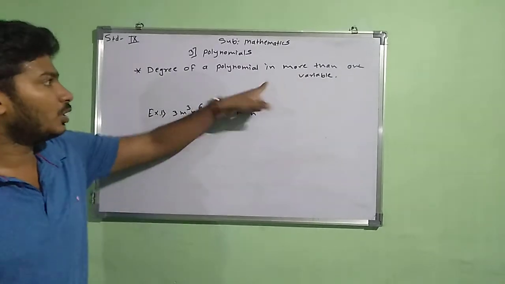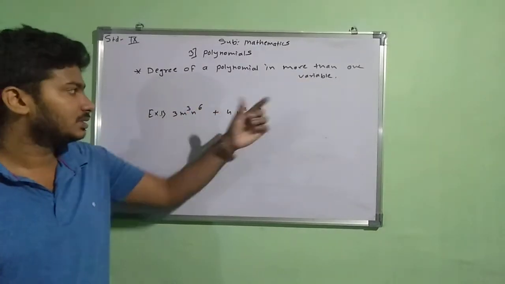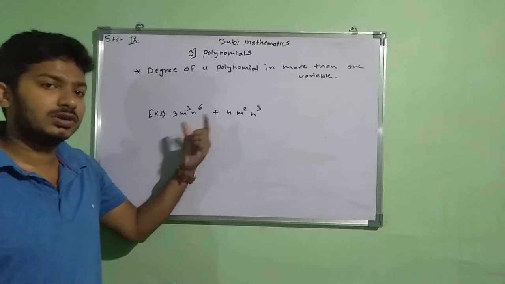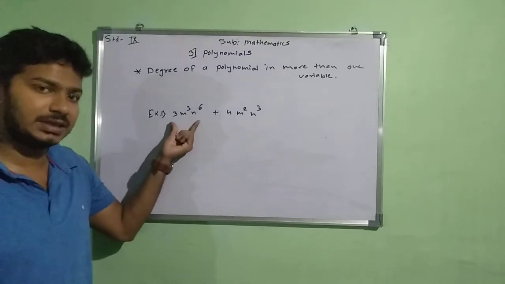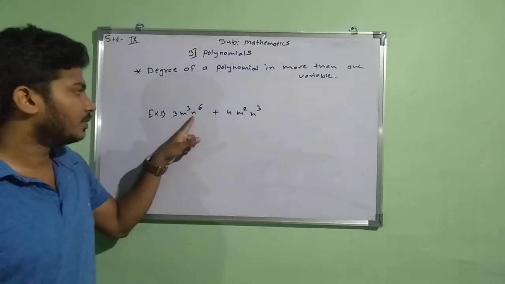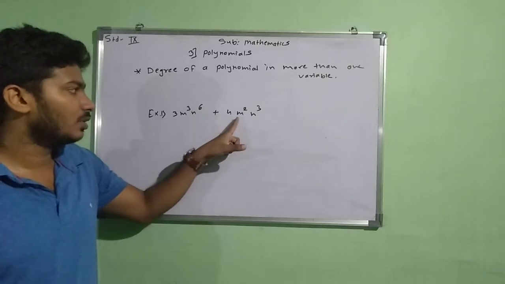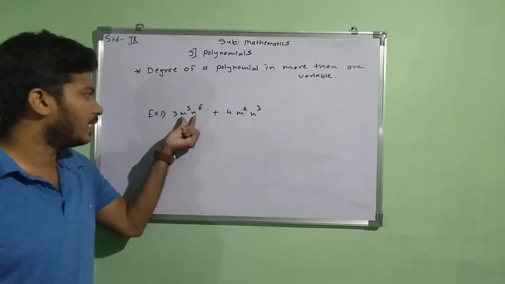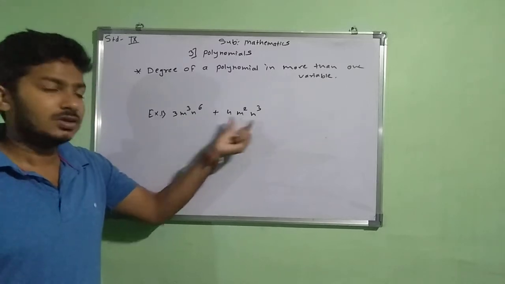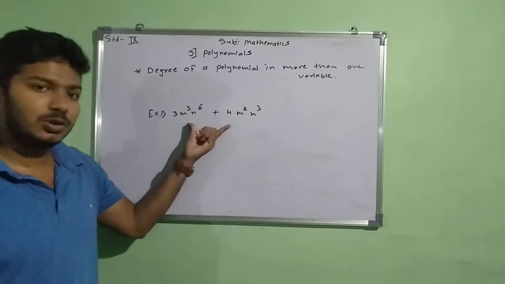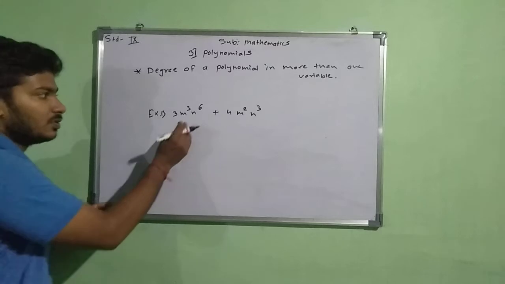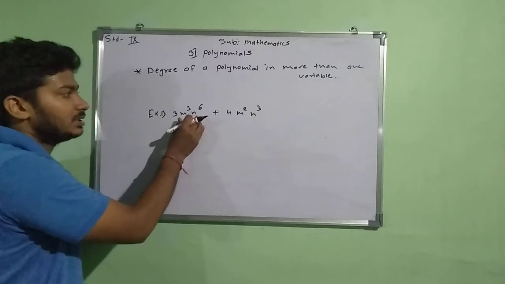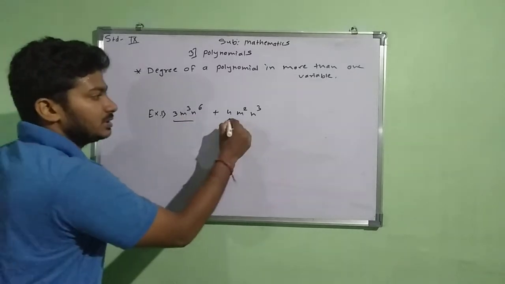Now we will see the degree of a polynomial in more than one variable. That means a polynomial having more than one variable. If you carefully look at this example, 3m cube n raised to 6 plus 4m square n cube, here we have two different variables, m and n, here also m and n. So what will be the degree of this kind of polynomial? At that time, we have to calculate the highest degree among the terms. This is the first term, this is another term.